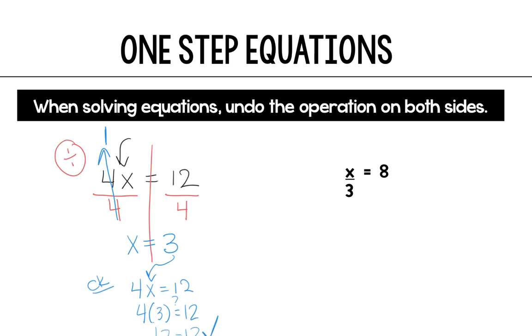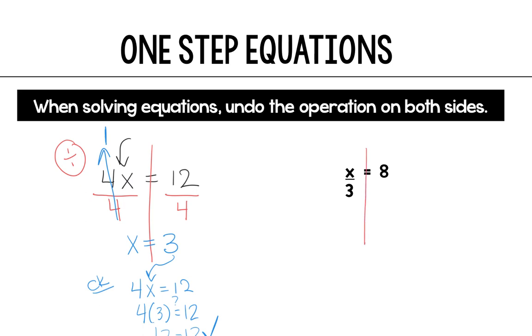So again, when an equation has multiplication of a variable, to undo that, we're going to divide. We're not going to use this little division symbol. We're going to use the fraction bar to indicate division. The last scenario for one-step equations is right here, and this is x divided by 3 equals 8. To undo division, we are going to multiply.